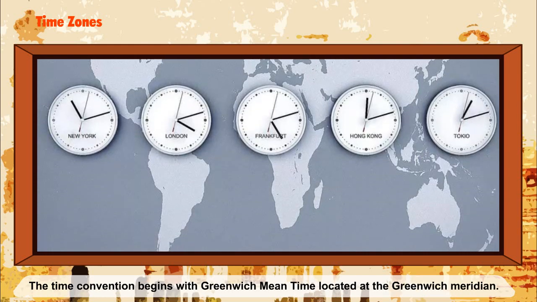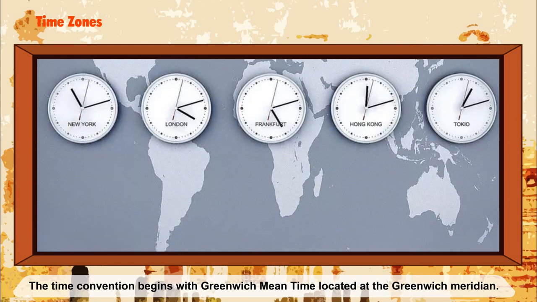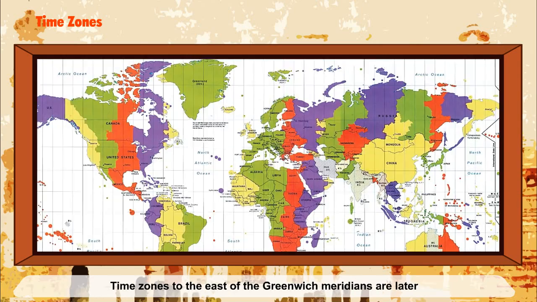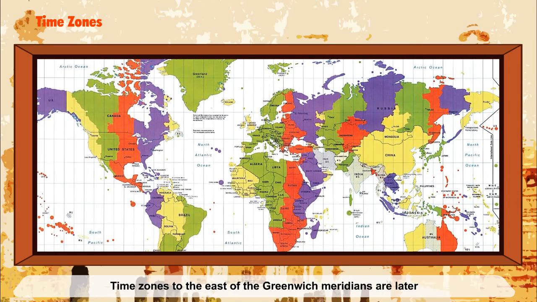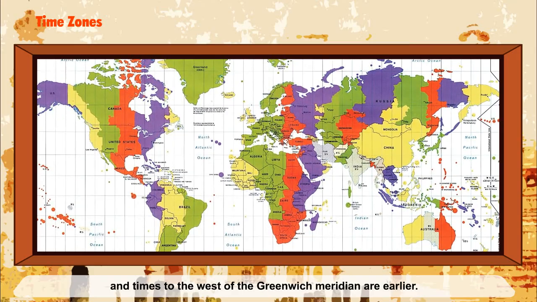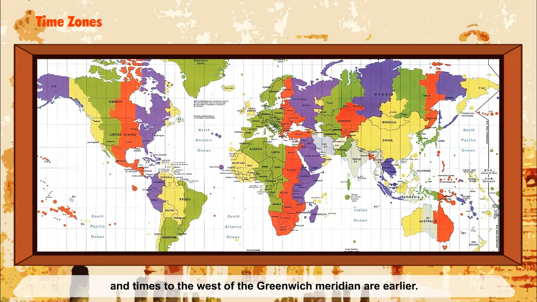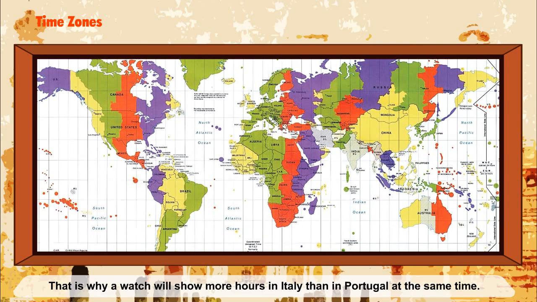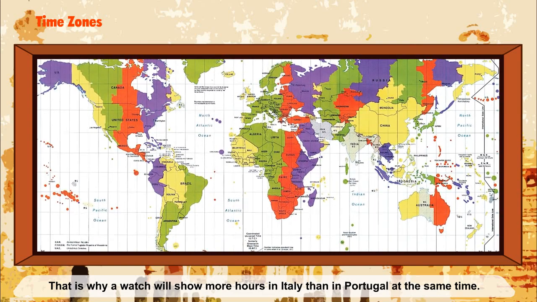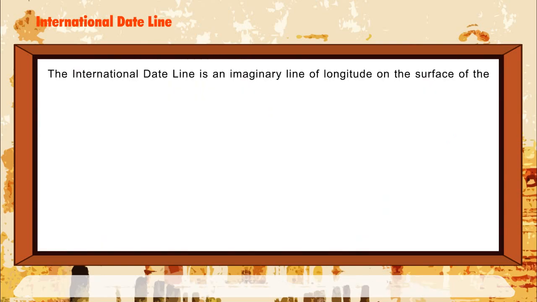The time convention begins with Greenwich Mean Time located at the Greenwich Meridian. Time zones to the east of the Greenwich Meridian are later, and times to the west of the Greenwich Meridian are earlier. That is why a watch will show more hours in Italy than in Portugal at the same time.